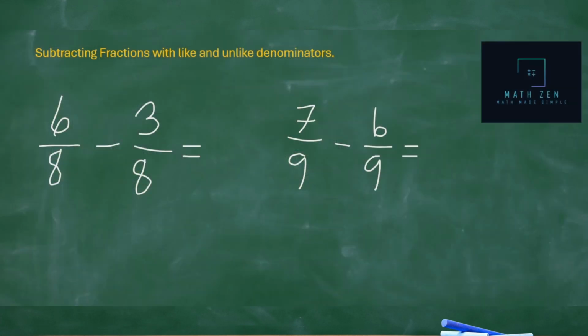All right, let's go ahead and take a look to see how you did. For the first one, 6/8 minus 3/8, you should have gotten a final answer of 3/8. And for the next one, 7/9 minus 6/9, you should have got a final answer of 1/9. Great job if that's what you got.